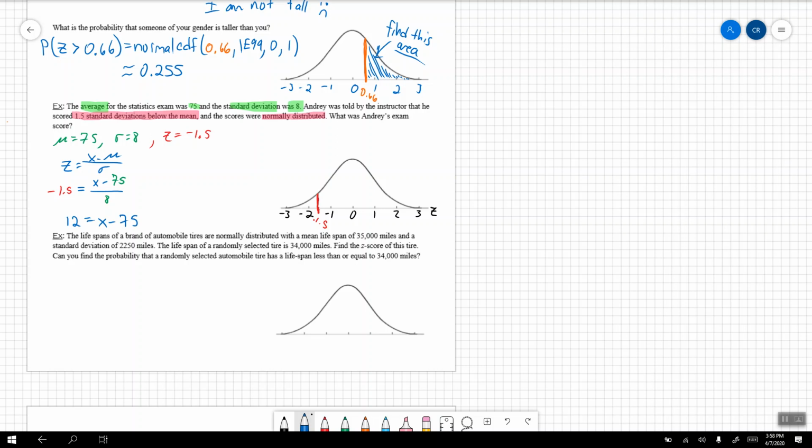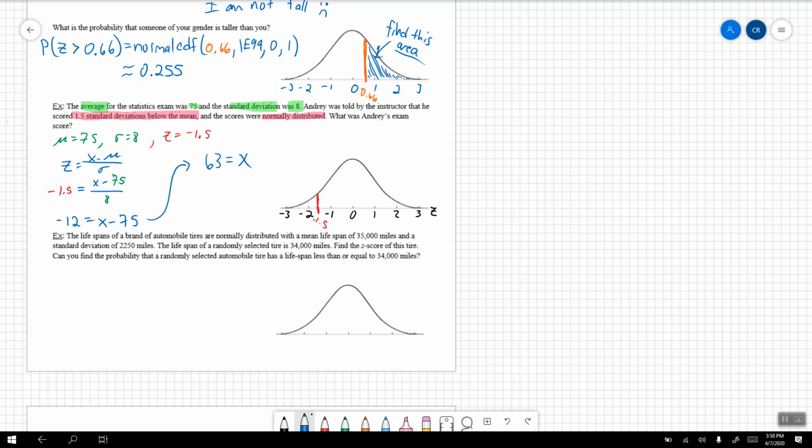There we go. Oh, sorry, negative. My apologies. It's negative because negative 1.5 times 8. There we are. So what I need to do next is add the 75. So we're going to add the 75 to the other side. And when we add the 75 to the other side, we get 63.